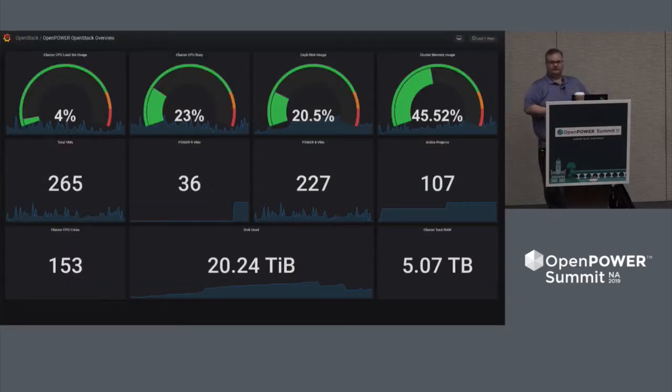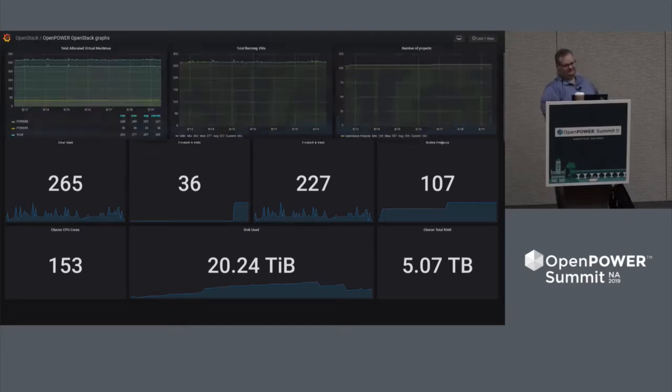Here are some snapshots from our dashboard. This shows the cluster load over the last 7 days: actual CPU usage across all the hypervisors, the actual load on the machine, disk capacity, and cluster memory usage. You can see our limiting factor right now is mostly the RAM, so we have to keep ahead of that. We have 265 VMs, POWER9 and POWER8. We have 107 projects registered that are using this. And yeah, it's going really well.